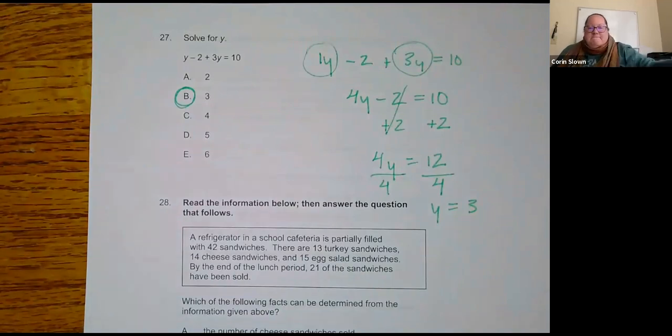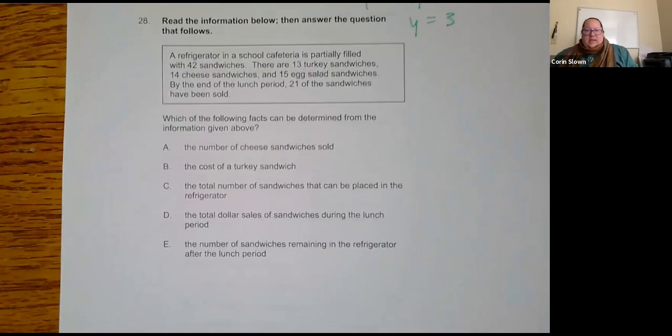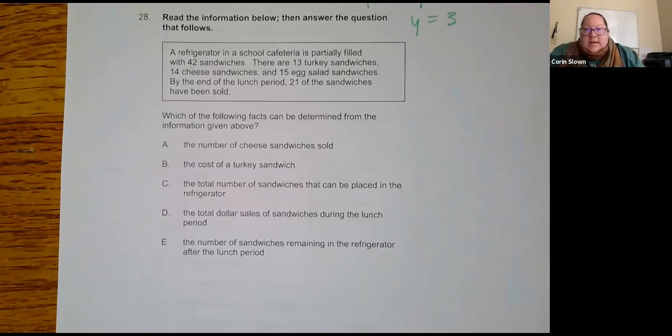Okay. Let's take a look at 28. We're going to read the information below and then answer the question that follows. A refrigerator in a school cafeteria is partially filled with 42 sandwiches. There are 13 turkey sandwiches, 14 cheese sandwiches, and 15 egg salad sandwiches. By the end of the lunch period, 21 of the sandwiches have been sold. Okay, so let's take a look at the information that's available here. This is what they call an inference problem. So it's asking you to make sense of what information you've been given and what you can know.